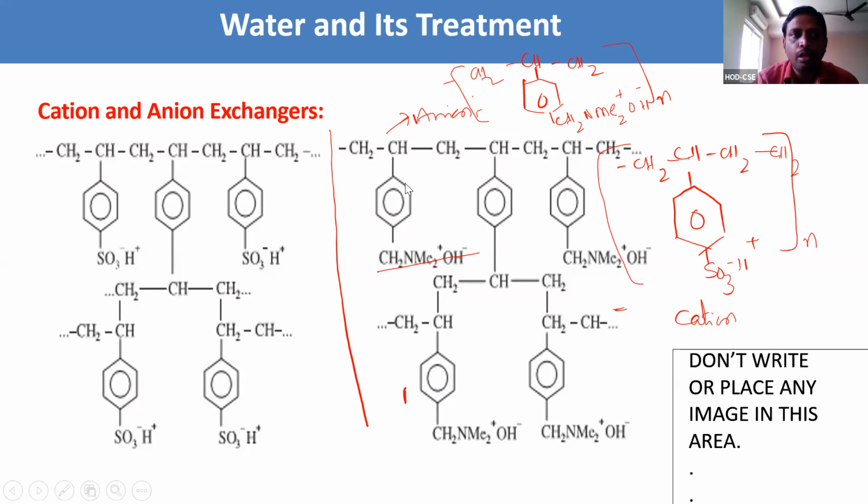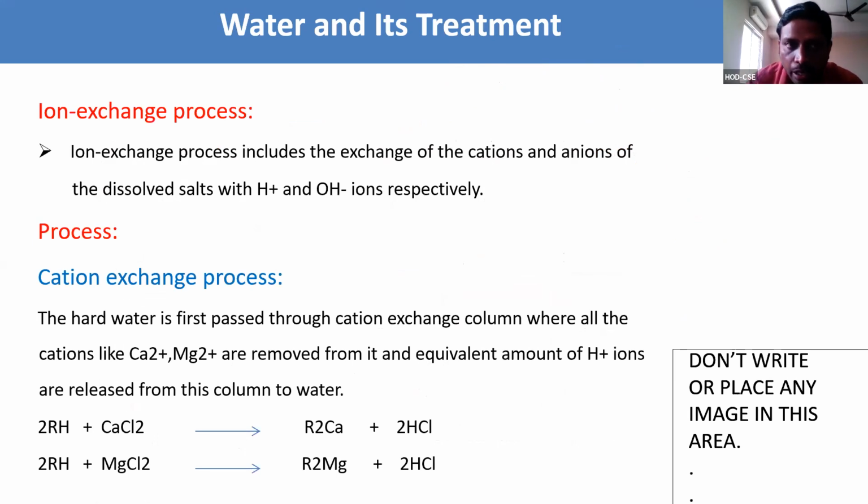Now coming to the process, how this process takes place, and how, using these resins, we are going to remove the dissolved salts present in the water. The ion exchange process includes the exchange of cations and anions of the dissolved salts with H plus ions and OH minus ions respectively.